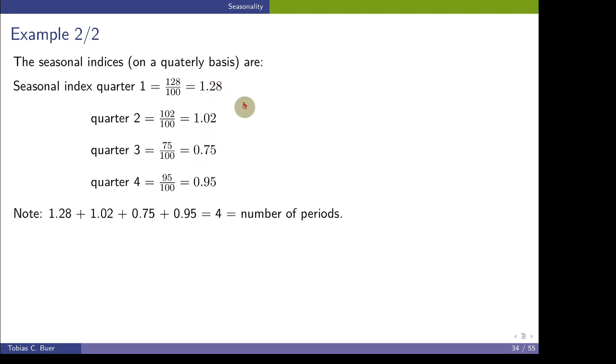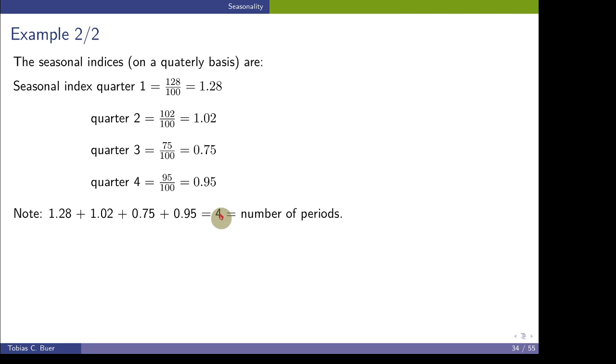And if you do this for all the 4 quarters, for all the 4 periods that we are looking at in this example, and you add the seasonal indices up, then the result is 4, which is exactly the number of periods. So despite very small rounding errors, when you add up the seasonal indices of the periods that you looked at, it should always be equal to the number of periods.